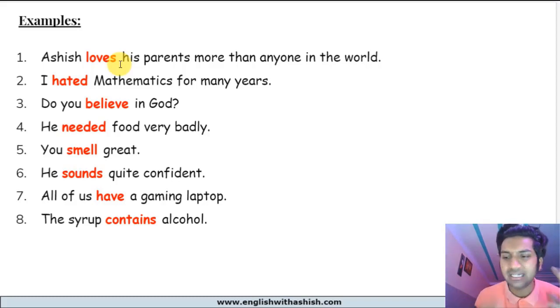Similarly, when I hate somebody, my emotions are in a particular way. I am feeling something inside. My emotions are not good, they're negative and bitter. That's why I hate somebody. I hated mathematics for many years. I didn't do anything. I was in a certain state, feeling in a certain way.